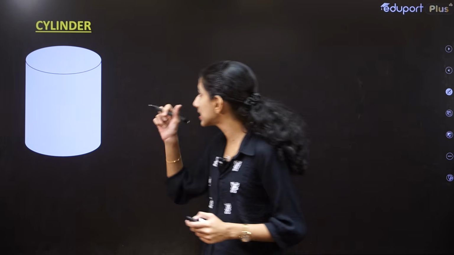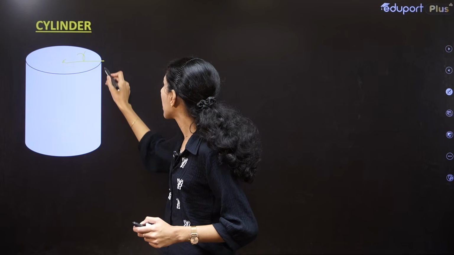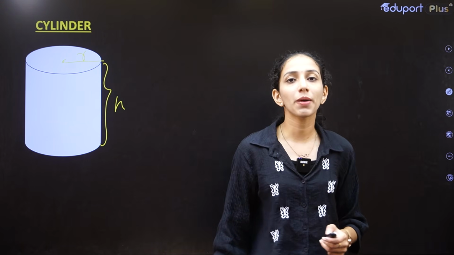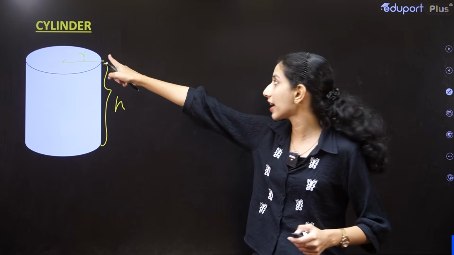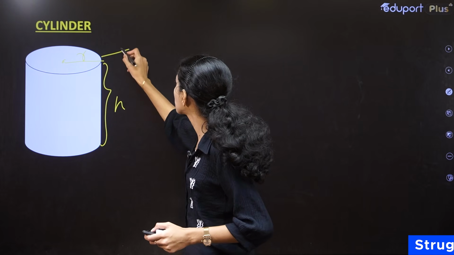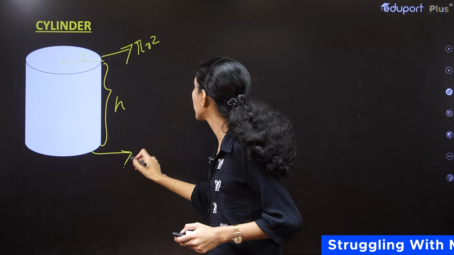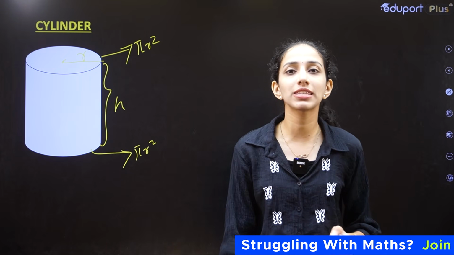Then we consider that this cylinder has radius r and height h. So, what will be the base areas? Here we have two bases. What is the area of the first base? This base has area pi r square, and here also we have pi r square. So what is the sum of those base areas?